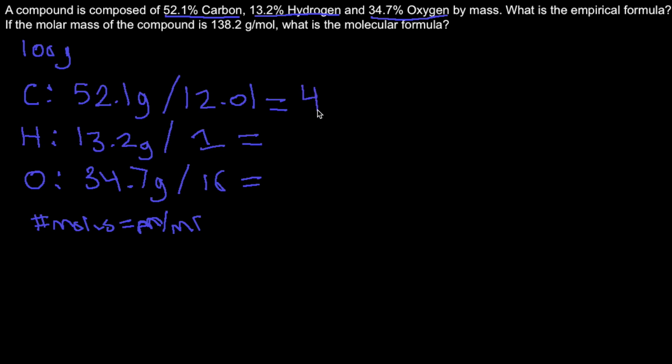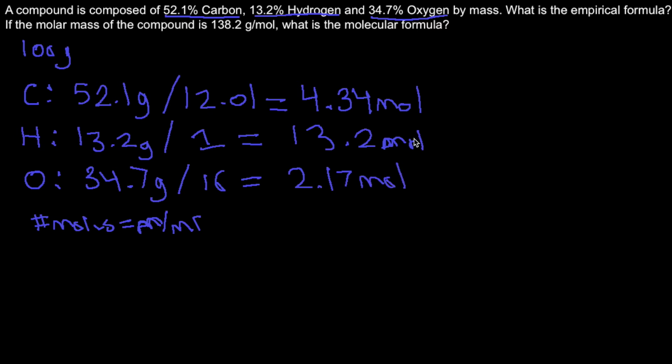So that's going to give us 4.34 mole. For hydrogen, we're going to get 3.2 mole. And for oxygen, we are going to get 2.17 mole. So as we did in the last question, you want to look for the smallest number, and that of course is 2.17. So we're going to divide all of them by the smallest, which is 2.17.